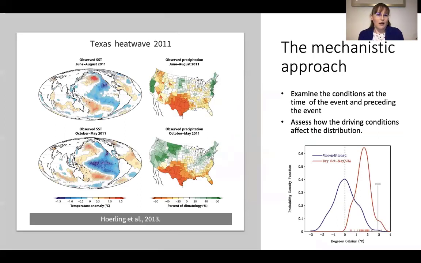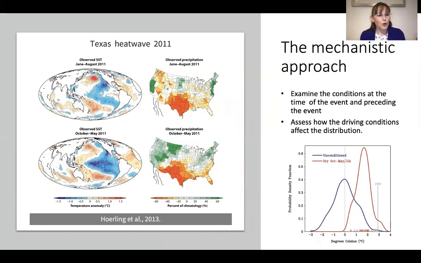So here's an example paper from Hoerling et al. Where they used the mechanistic approach and they examined the conditions for the Texas heat wave in 2011, basically at the time that the event was occurring. So this is during July through to August, and then looked at the conditions prior to this event occurring as well.